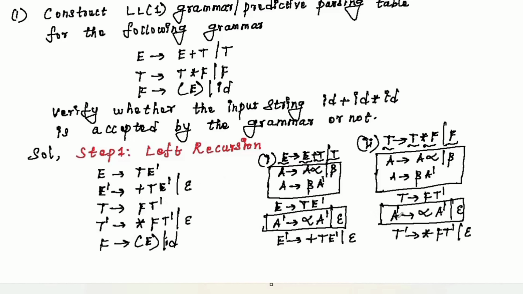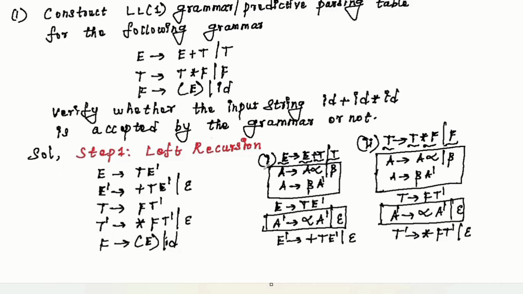Next, the formula A dash tends to alpha A dash or epsilon. Here alpha is star F, and A is T, so A dash is T dash. Then write T dash tends to star F followed by T dash, or epsilon. Here you will get T dash tends to star FT dash or epsilon. Then capital F has no left recursion, so write F tends to bracket of E or ID.